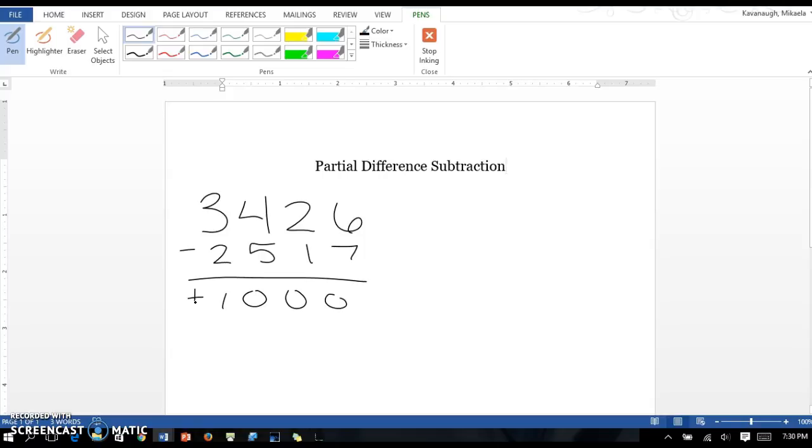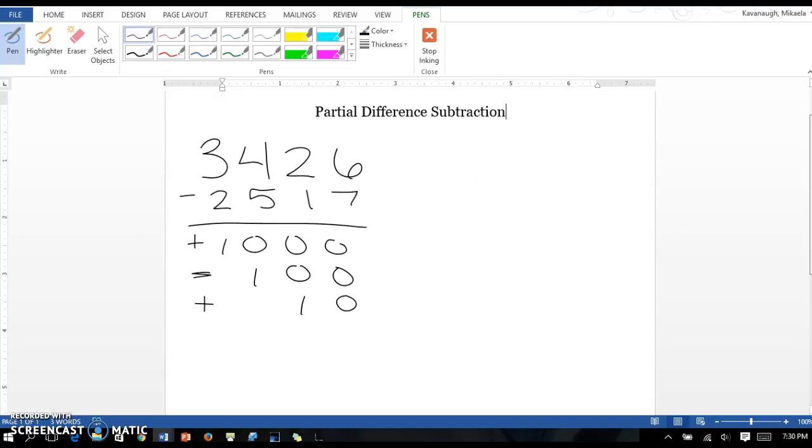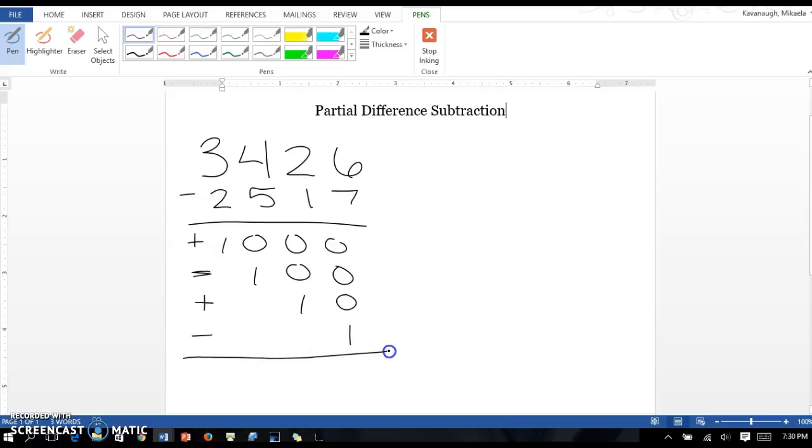Now we're going to move over to the 400 and the 500. Now our number on bottom is bigger, so we're going to take 500 minus 400. That's going to give us 100, but it's going to be negative because that bottom number was bigger. Then we're going to go to 20 and 10, and that'll give us 10, and it'll be positive because of that top number being bigger. And then lastly, we'll go over to the 6 and the 7, and that'll be a negative 1 because you'll take 7 minus 6.